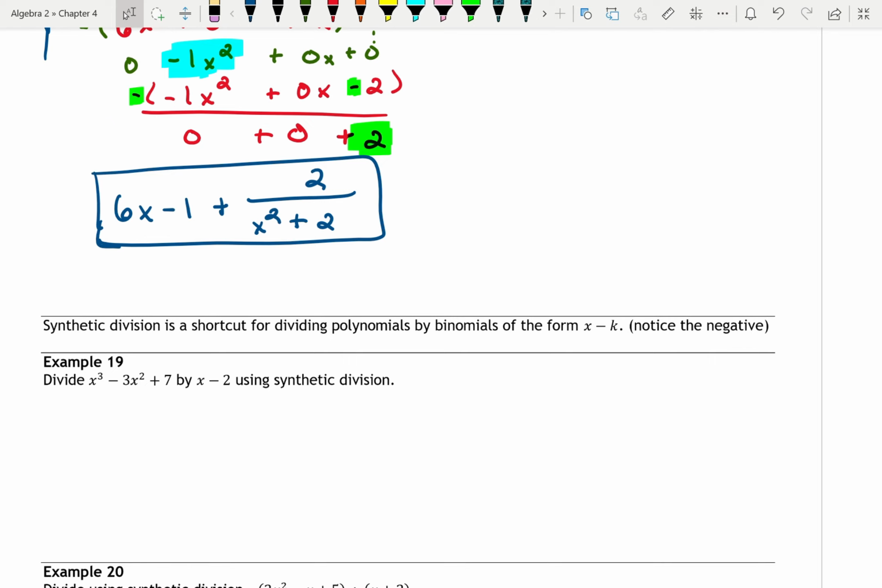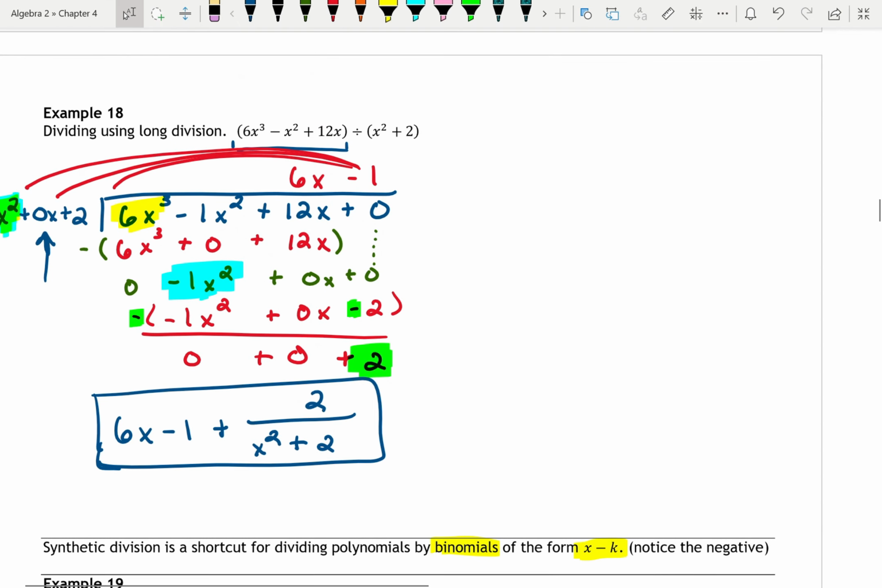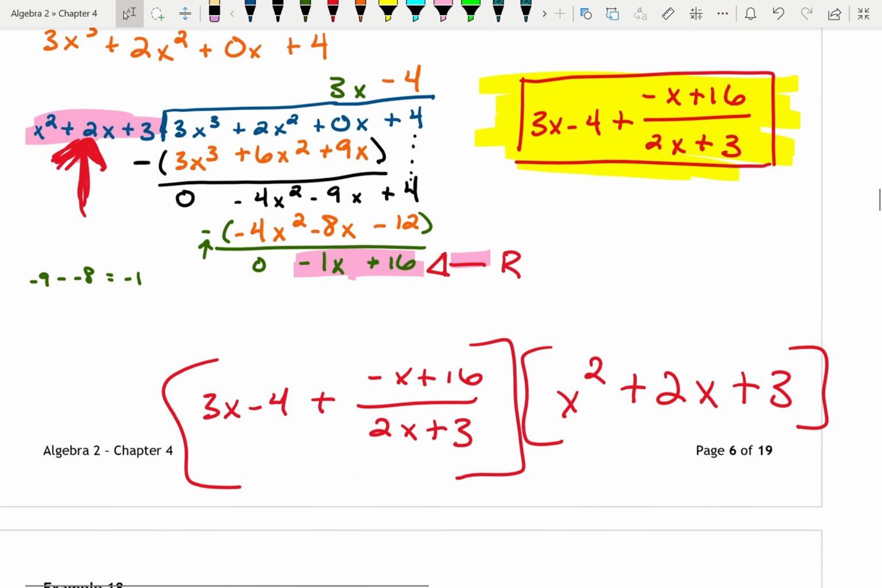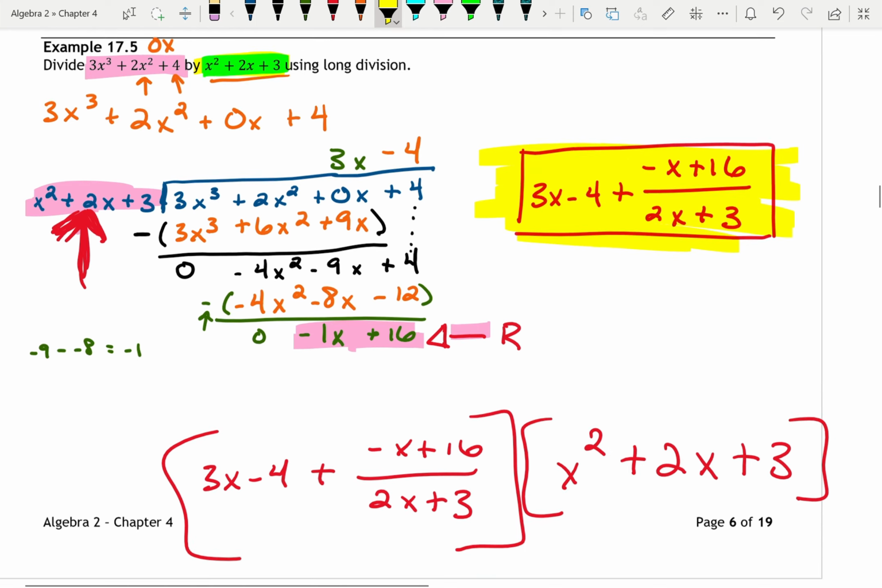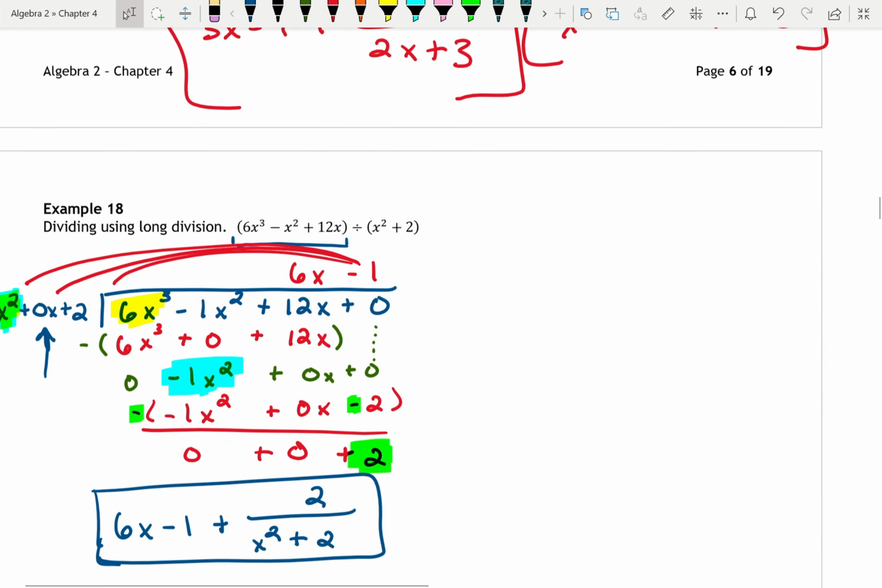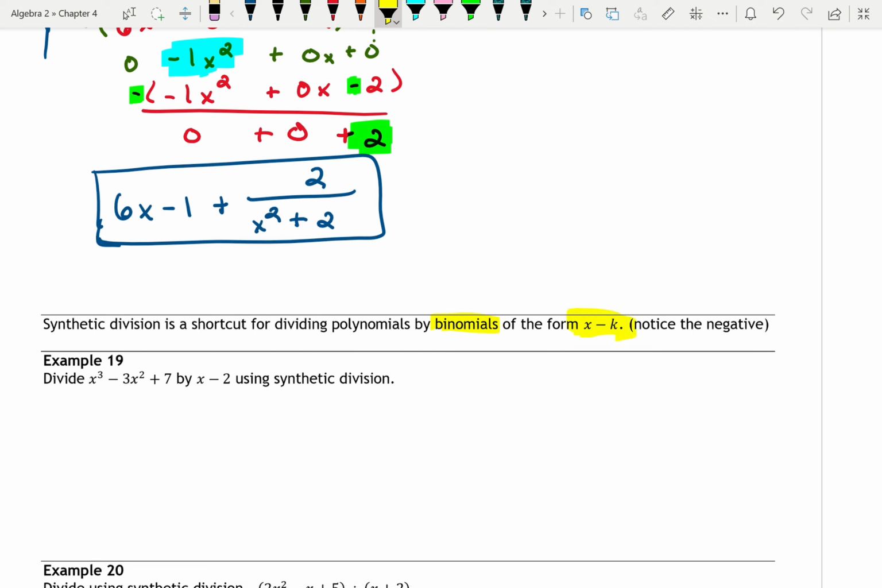Right here it says that we want to divide by binomials x minus k. So synthetic division only works if you're dividing by a binomial. And in the last 2 that we did, they would not have worked out. 17.5 here, this one was x squared plus 2x plus 3. That one's not a binomial, so that doesn't work. Number 18, we were dividing by a binomial, but it was an x squared. It was a quadratic binomial. And this down here will only work for linear binomials where the coefficient of the linear term is 1.